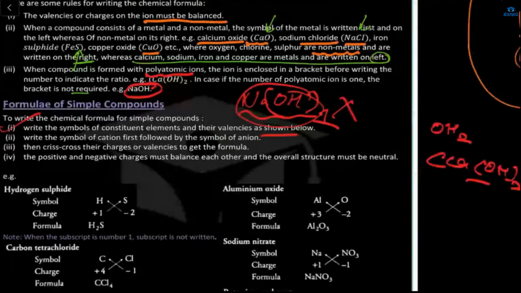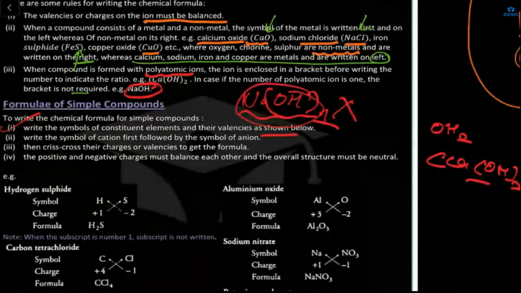Now write the symbol of cation first, followed by the symbol of anion. So what we have to do? We have to write the symbol of cation and we have to write the symbol of anion. Okay, now we have to crisscross that. If you crisscross, then you will get to know.